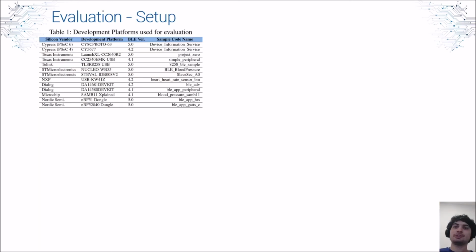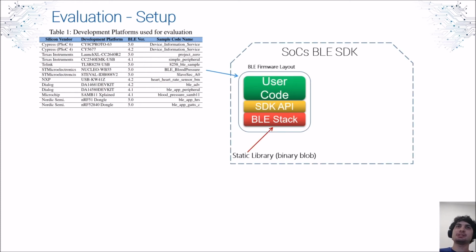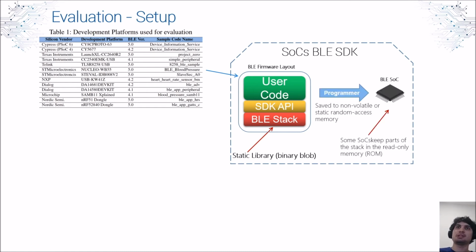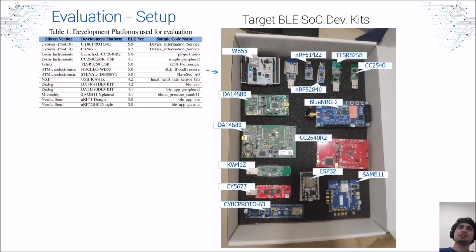We go then to the validation setup, and we show here in this table all the boards and devices that we use to test the fuzzer, and each one you can see has different sample codes. And the way it works internally, each one of these Bluetooth chipsets has the part for the user code, the SDK API, which is public, and then the BLE stack, which is just a static library or binary blob that you can link to your application. So you need to use a programmer to flash all these sample codes to the development board, so you can start the testing. So this is the setup.